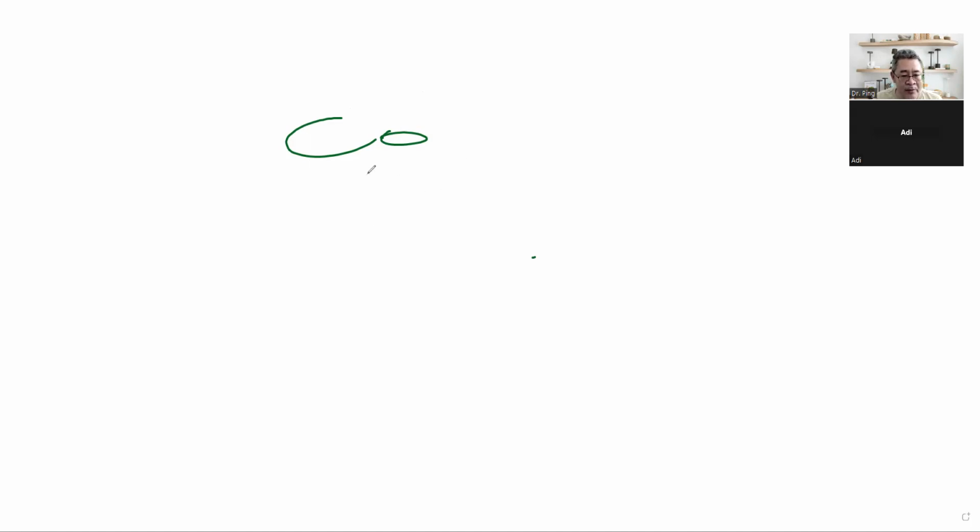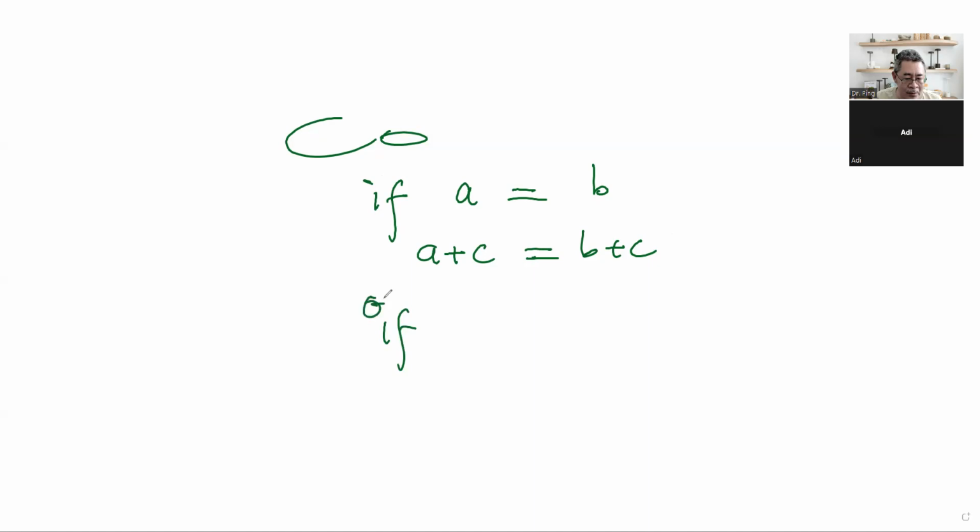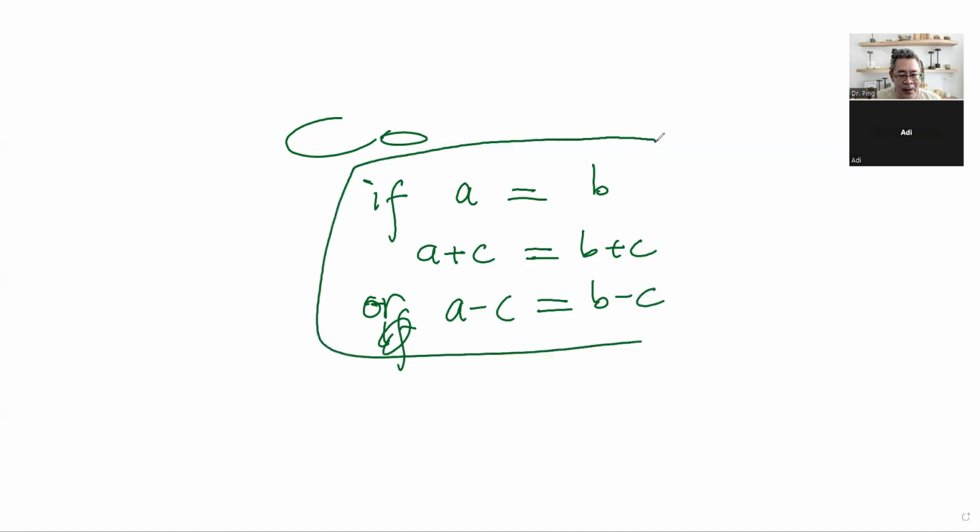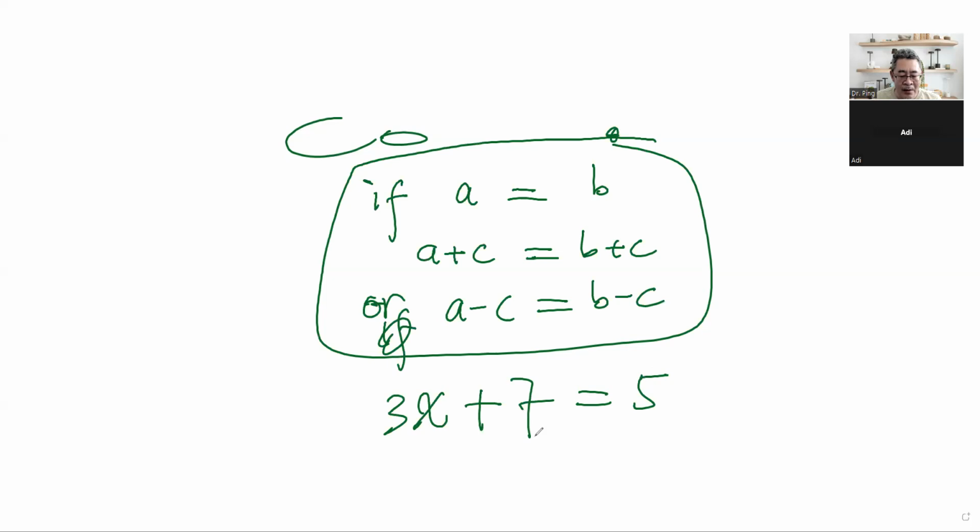Now if we write it in terms of algebra, it's pretty simple, even though the words are a bit convoluted. It just says if A is equal to B, then A plus C equals B plus C, or A minus C equals B minus C. That's actually the essence of algebra: dealing with how to move terms from one side of an equation to the other. For example, if we're trying to solve 3x plus 7 equals, let's say, 5, we have to move 7 and 3 to the other side of the equation.